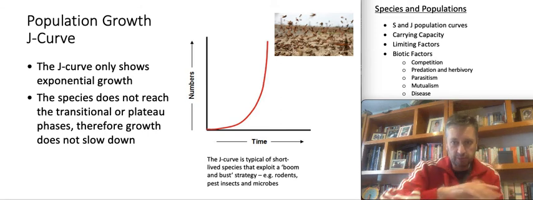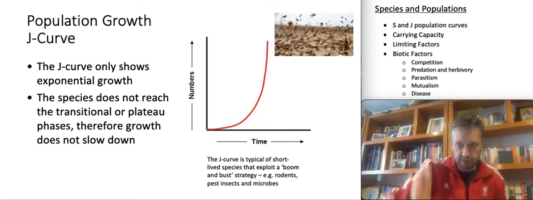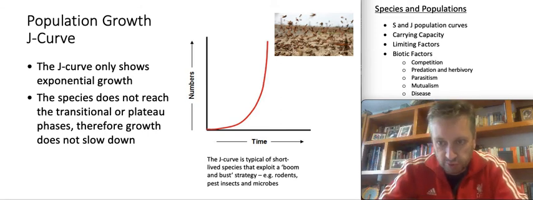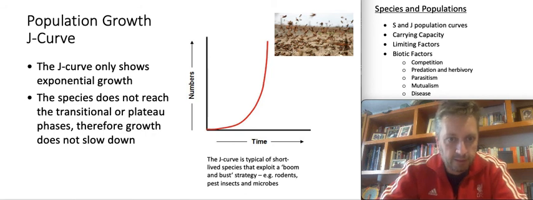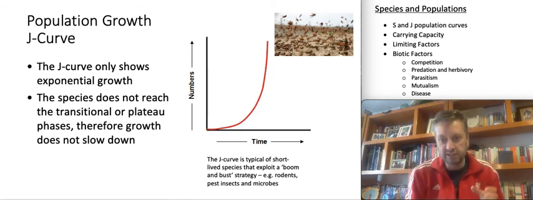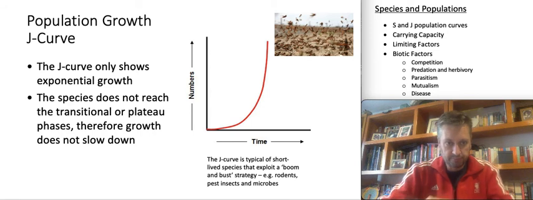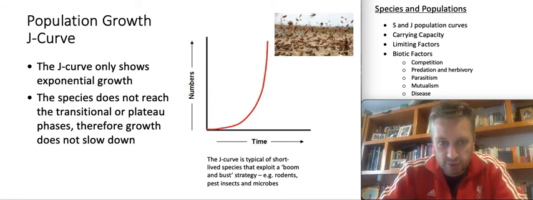So we could possibly complete the J curve by showing a drop off back towards zero again. The J curve is basically just the exponential phase of growth, and a plateau phase or a carrying capacity is never actually reached in a J curve species.